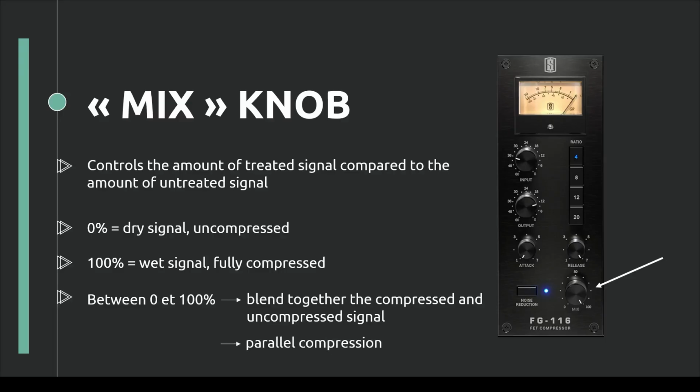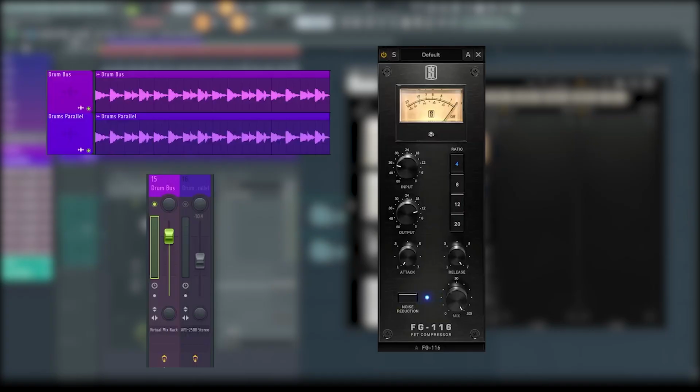For instance, if we go back to the drums of earlier, we're going to use this compressor which has a mix knob. Here, no need to create a parallel track, we can insert the compression directly on the effect chain of the track. Let's set this up and then adjust the mix knob to taste.